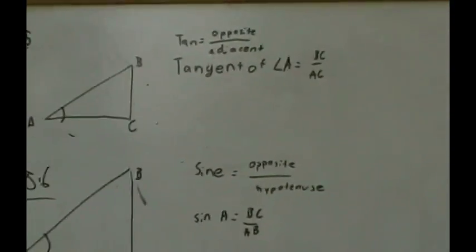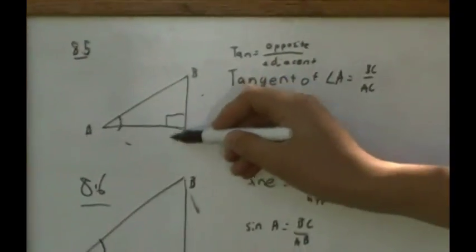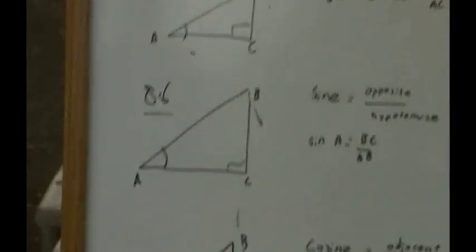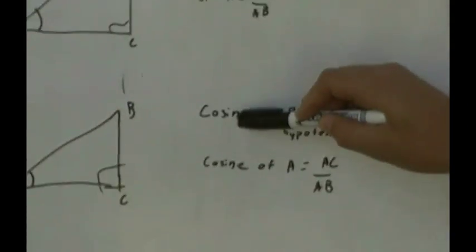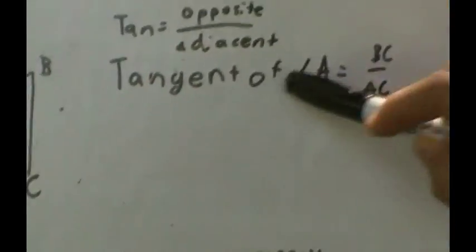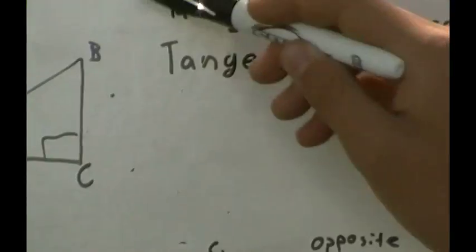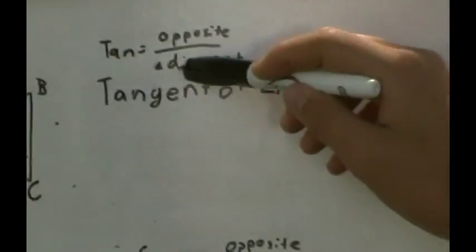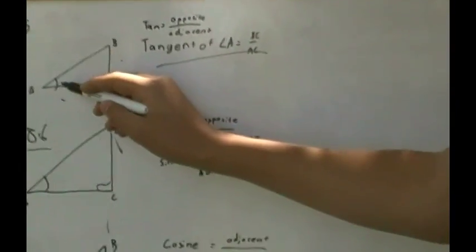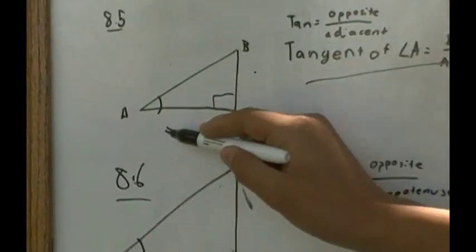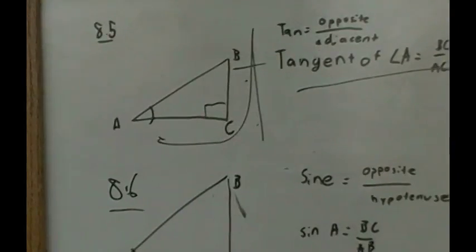So there are 3 special equations you can use in right triangles. There are tangent of section 8.5, sine of section 8.6, and cosine of section 8.6. Tangent of angle A in triangle ABC is BC over AC. Tangent of a certain angle is the opposite leg of the certain angle over the adjacent leg of the certain angle. So for example, this one, tangent of angle A is BC over AC, like this. You can memorize it like that.